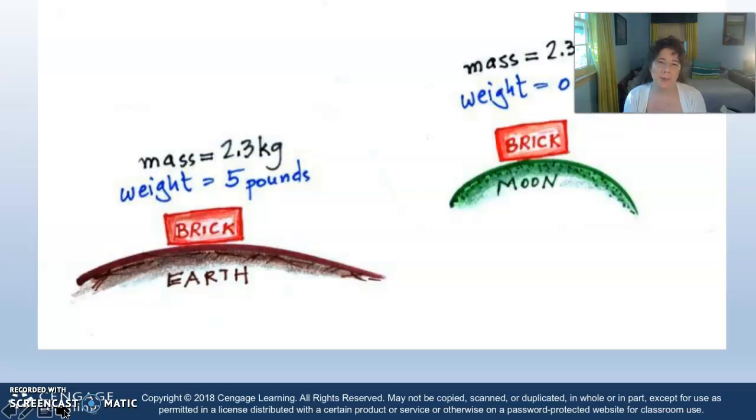Let's just make sure that you understand the difference between weight and mass on the Earth and on the moon. On the Earth, a brick can weigh 5 pounds. And you know that on the moon, the brick is going to weigh far less. But on the Earth, the brick has a mass of 2.3 kilograms. And on the moon, the brick has a mass of 2.3 kilograms because mass has nothing to do with gravity. Really interesting point.